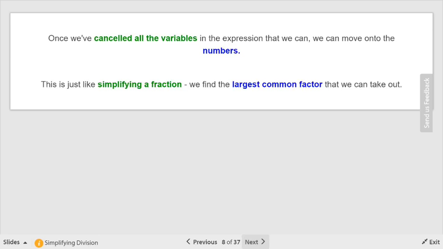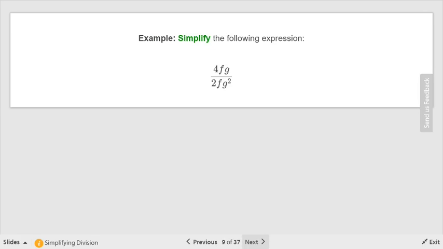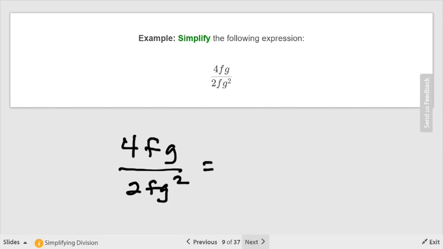So once you've divided, canceled all the variables, I hate it, then you can move on to numbers, right? So when you're talking about numbers, not all numbers are going to divide out evenly. So what you can do is simplify the fraction by simply taking out common factors. So look, for example, at this problem. Now, I don't know why they give you this problem because you're not taking out common factors. You're just going to divide. So we have 4fg divided by 2fg to the second power, right?